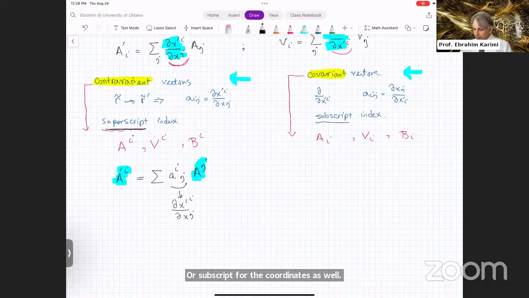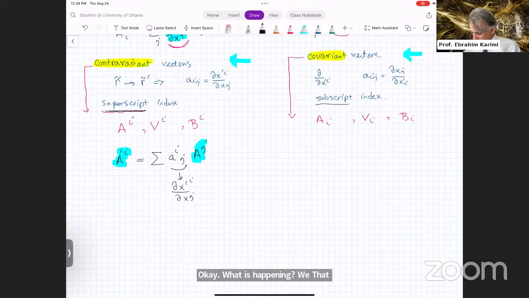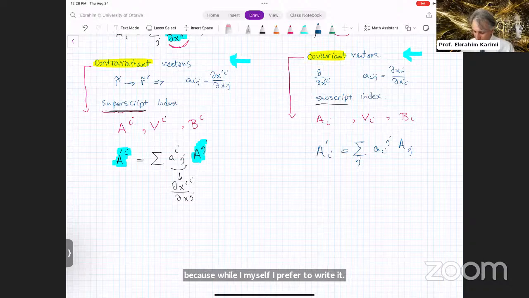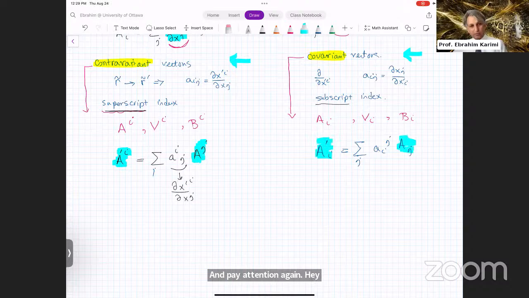Okay. That was the contravariant. What is happening with the covariant form? So A prime i, now look, I'm using a different notation, which is, instead of superscript, a subscript, of A_ij A_j. In your book they have not written it in this way, because I prefer to write it explicitly like this since it's way easier for me. And pay attention again, a covariant vector is linked to a covariant vector in the non-rotated coordinate. But what is this value? A_ij is the derivative of x^j, derivative of x prime i. Okay?